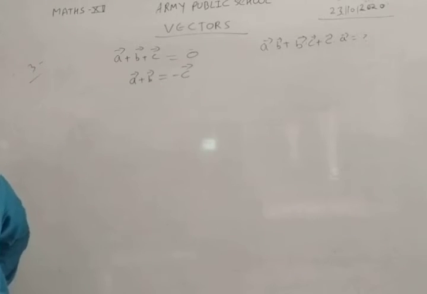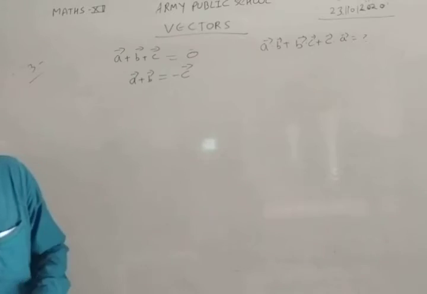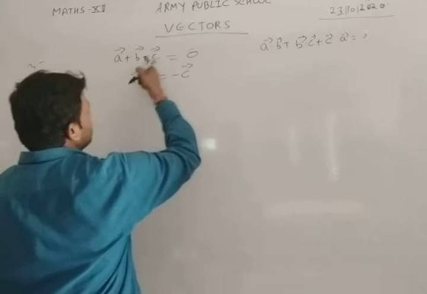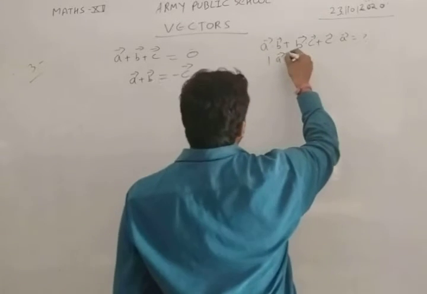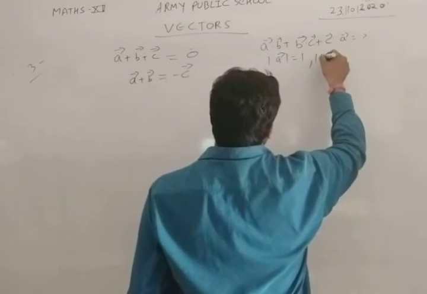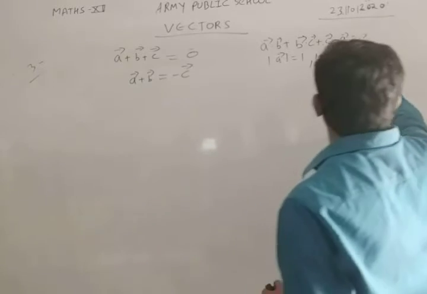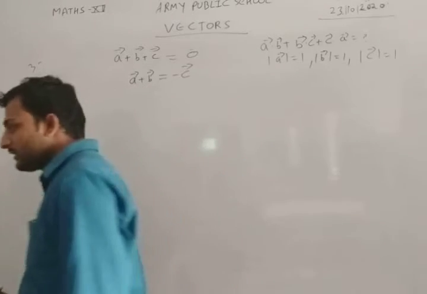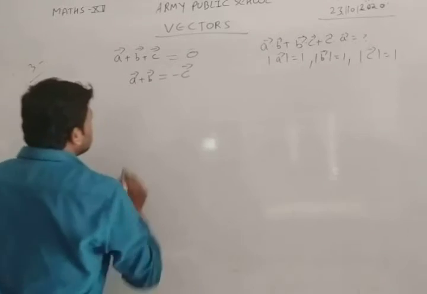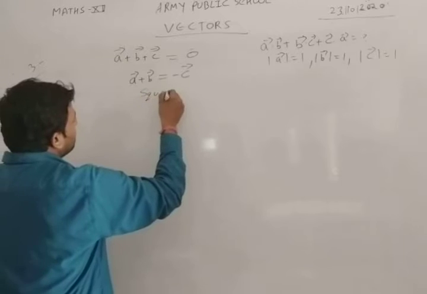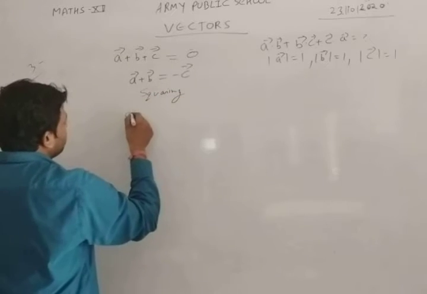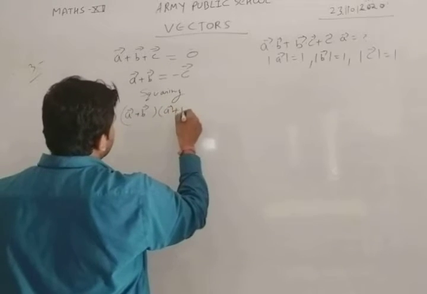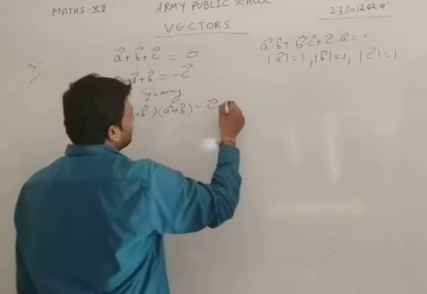Now squaring both sides. In the question, A, B, C are unit vectors. It means that the value of each is 1, because we are given that A, B, C are unit vectors. Now squaring, we get A plus B dotted with A plus B, and here C dot C.